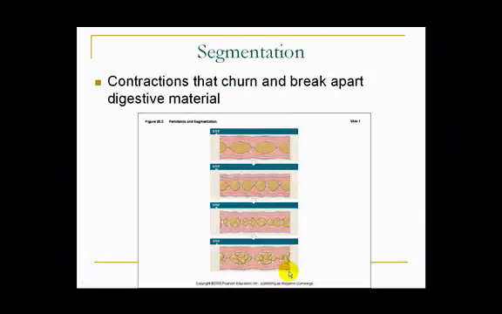Segmentation is a slightly different type of contraction. If you think of the digestive tract as a tube, it kind of alternates its contractions in different areas of the tube. So one area will contract and then relax, and then a different area will contract and relax. And the purpose of segmentation is not necessarily to move things forward, but it's more to break the food, which we call a bolus once it gets compacted, into smaller pieces or to mix the food with digestive enzymes and secretions.